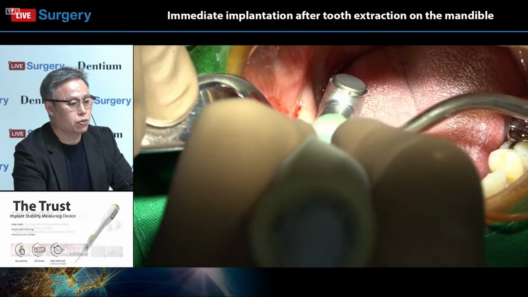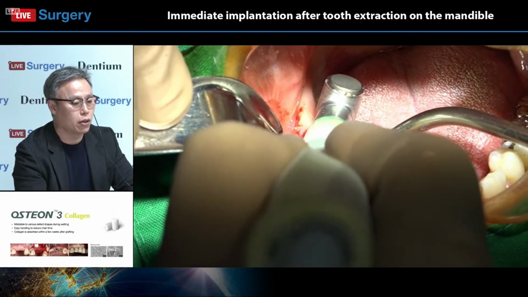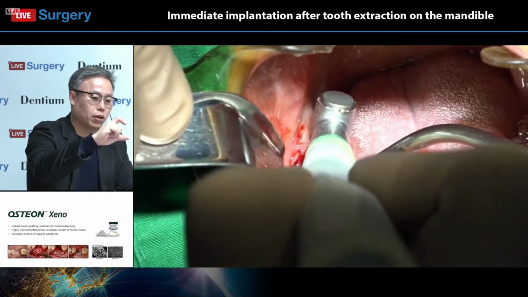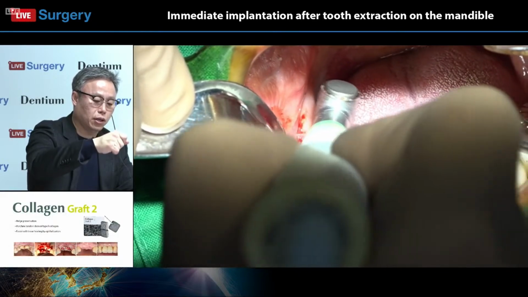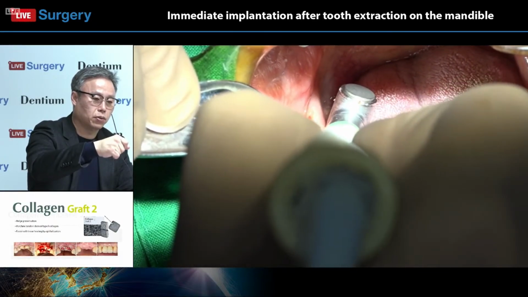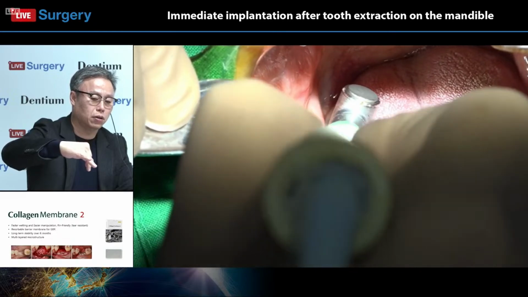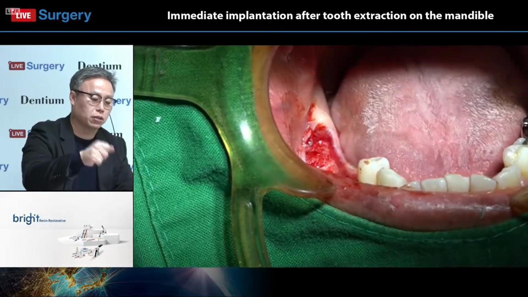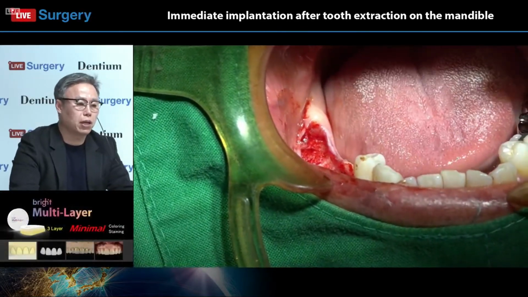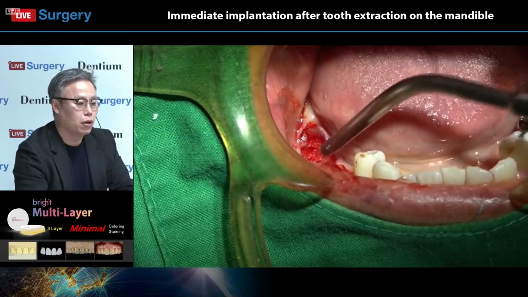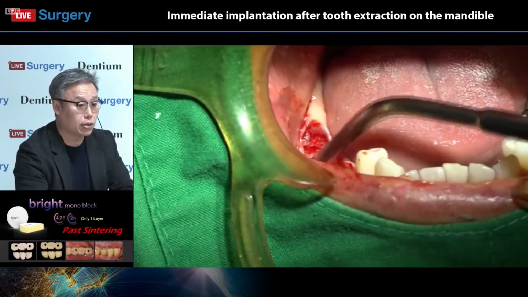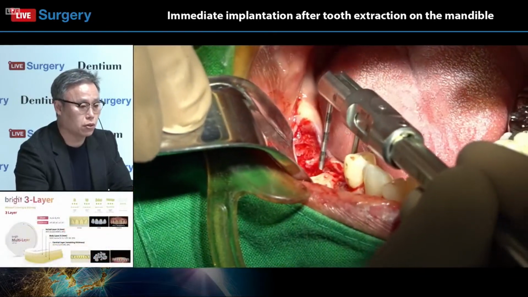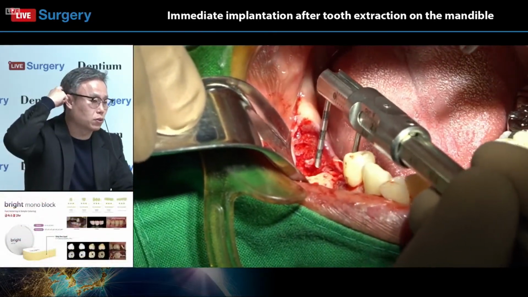In that case, we have to use two different drills, a short one and a long one. We start with the short drill and drill as much as possible without touching the adjacent tooth, then change to the longer drill and finish the drilling. So if the patient is not able to open their mouth wider, then instead of using the drill extension, we have to use two different lengths of drill.